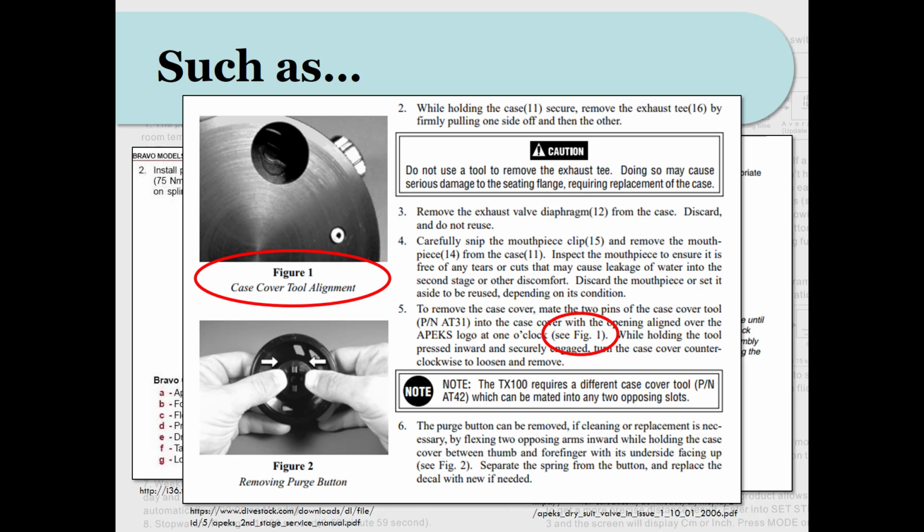It actually belongs to step 5. Because it is separated from step 5, we are going to then need to label it with figure 1 and give a caption, case cover tool alignment, telling us what it is. The same thing works for figure 2.